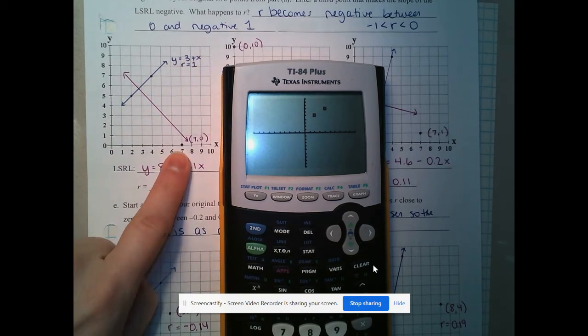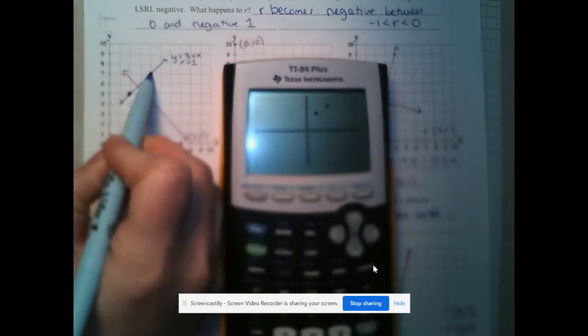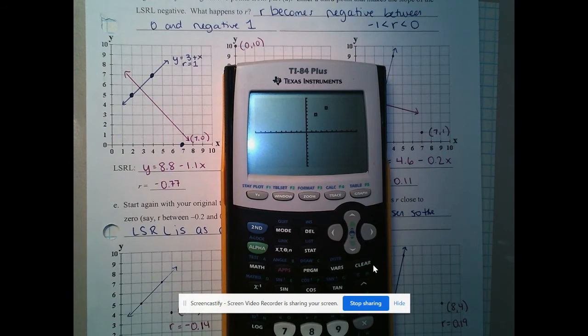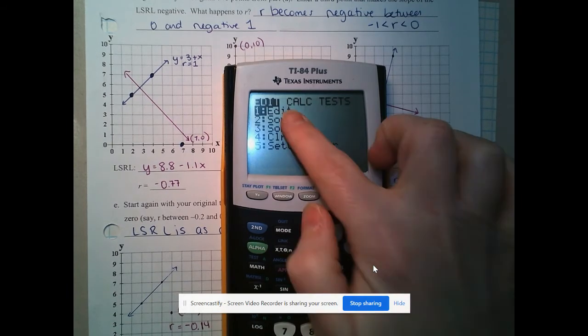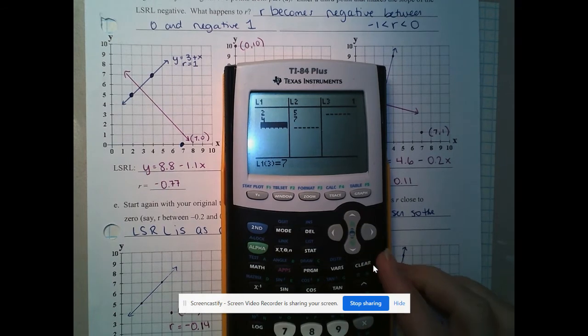Then I went and threw this one into the mix, 7, 0. So now I have 3 points. I have 1, 2, and now I'm going to type in 7, 0. So I'm going to go back to stat, edit, and I'm going to add in a coordinate 7, enter, and then I'm going to go over 0, enter. So now I have a third coordinate. I want to find the least square regression line for these new 3 points.